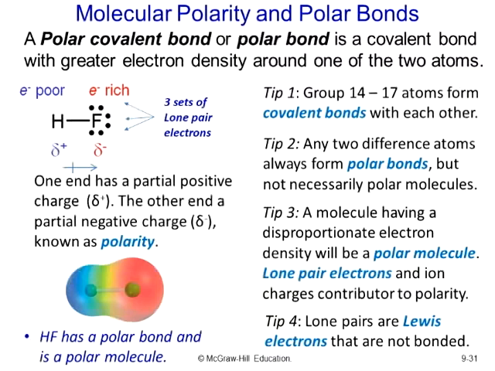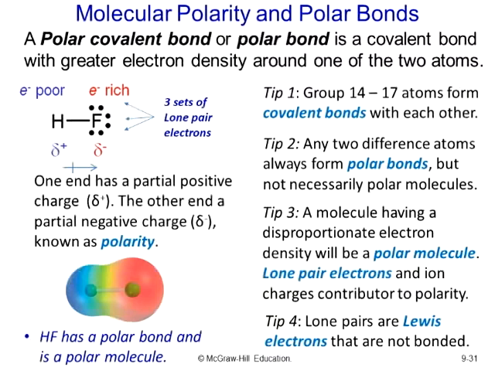Here are some tips that can help with identifying polarity of bonds. Tip number 1. Group 14 through 17 atoms form covalent bonds with each other. So, we have to first recognize whether it's a covalent bond. We'll know it's a covalent bond based upon its location on the periodic table, groups 14 through 17. You might note throughout many of my lectures, we talk a lot about using the periodic table.